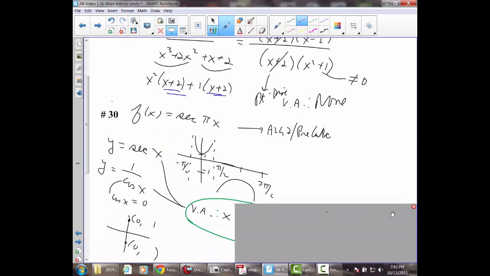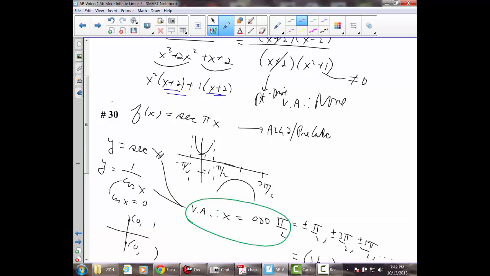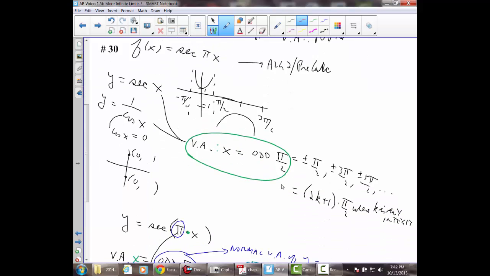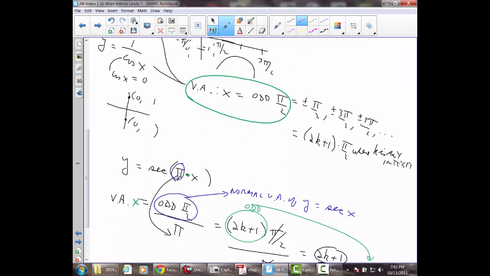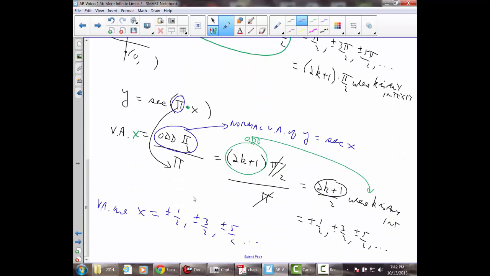Here, of course, we're back to trig again. You should know that secant is 1 over cosine, so it won't exist at all the odd multiples of pi over 2. However, what we have is pi x, so the angle pi x cannot equal 2k plus 1 times pi over 2, and therefore the pi will end up over here. So again, where k is any integer.